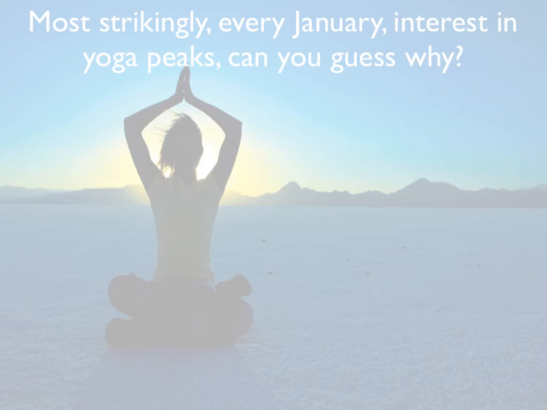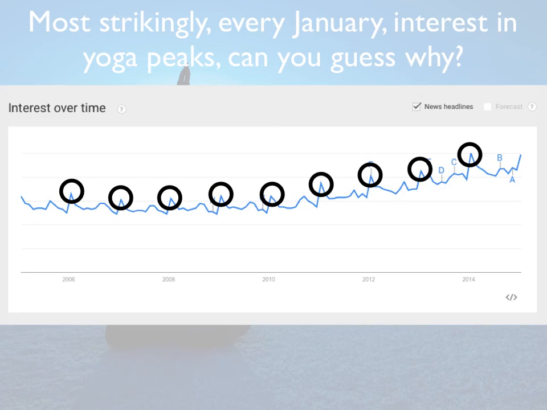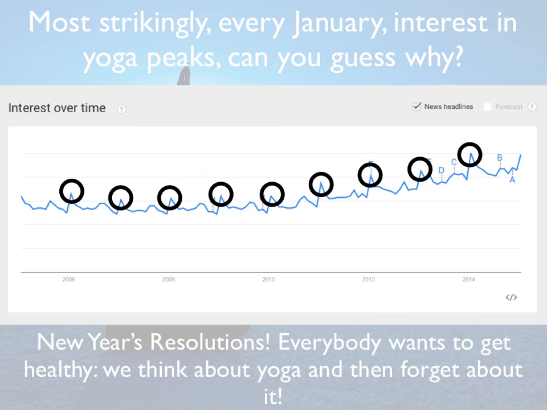And Matt loves that one, so that's why we have it in the video, because I'm going to show you something that happens every January. Interest in yoga peaks, meaning it becomes higher. Let's have a look. If you look at the graph, all the little circles represent January of 2006, 2007, 2008, all the way up to 2014. And every single January, the interest for yoga peaks. This is something Matt pointed out to me, actually. I didn't really pay attention, but he's like, don't you think it's because of New Year's resolutions? And I definitely think he's right.